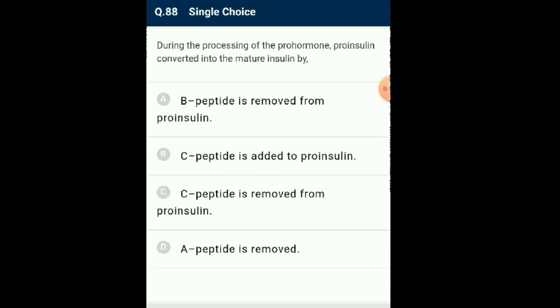Question number 88. During the processing of the prohormone, proinsulin is converted into mature insulin by... Mature insulin consists of two polypeptide chains, A and B, made up of 51 amino acids in total, consisting of 21 and 30 amino acids respectively. In mammals, insulin is synthesized from a pre-prohormone called pre-proinsulin. This inactive form has 110 amino acids. So the answer for this question is option C. C peptide is removed from proinsulin.